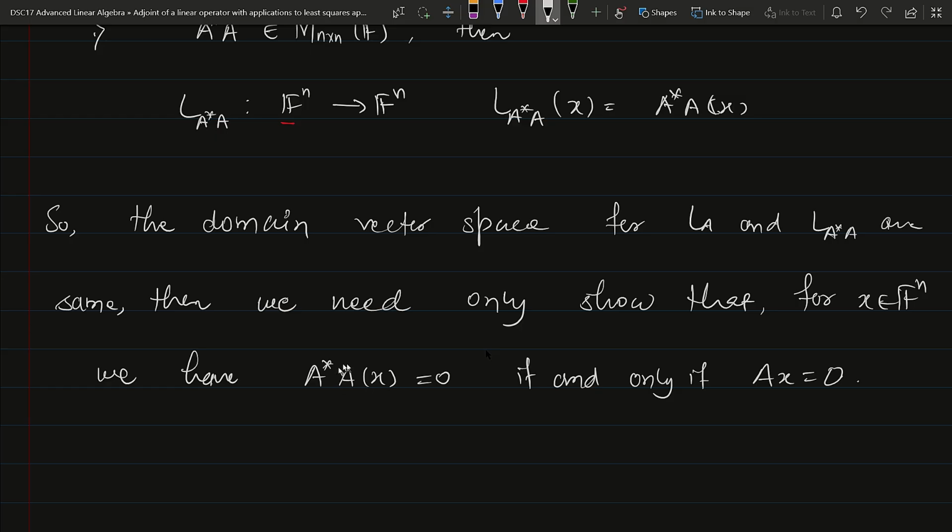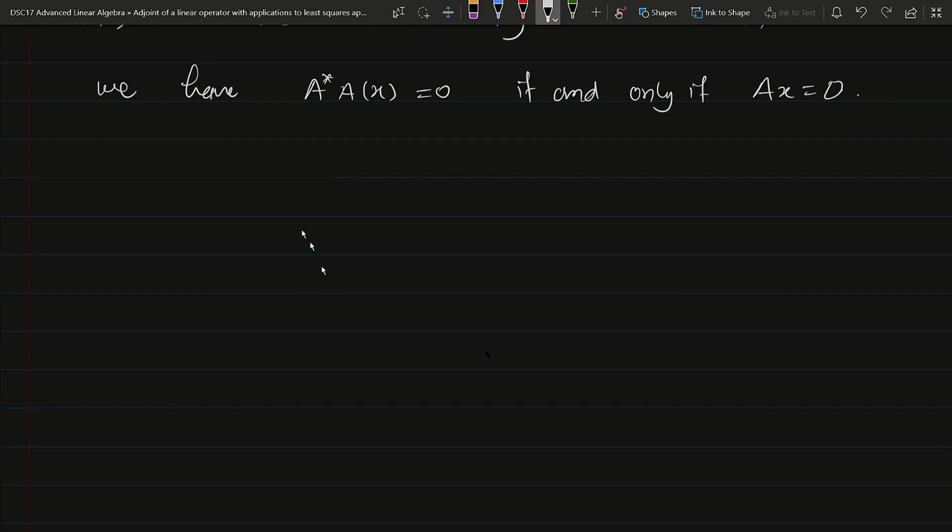इसका मतलब A स्टार A और A का नल स्पेस सेम हो जाएगा, and when the null space of A star A and A is same, that will define that nullity of A star A is same as nullity of A, and if the nullity is same, then from this discussion we can say the rank is also same. Okay, so let me conclude this.